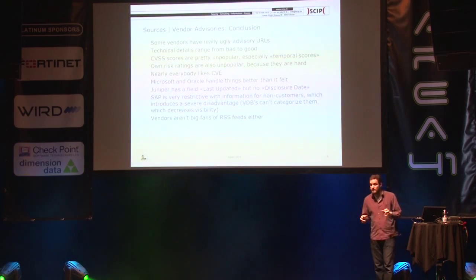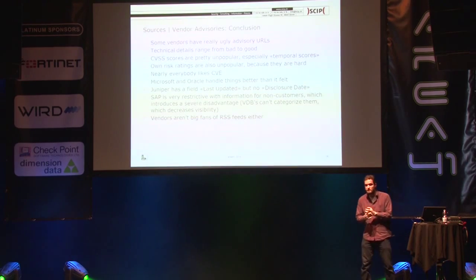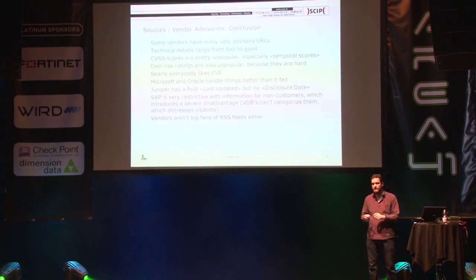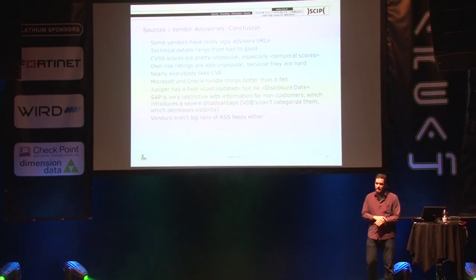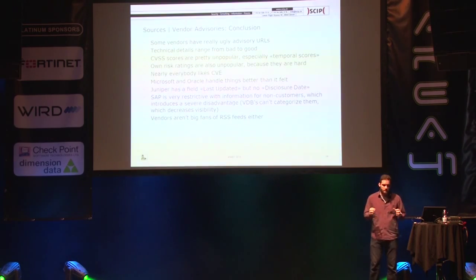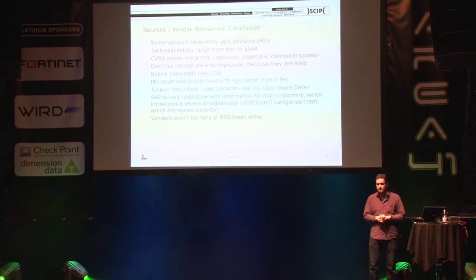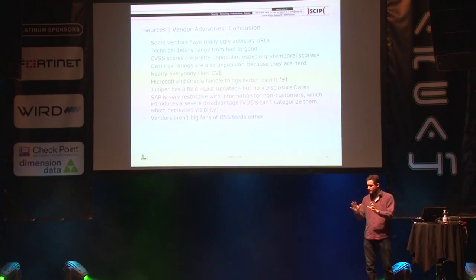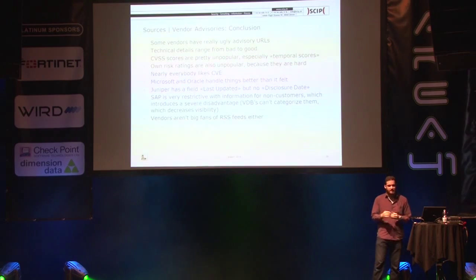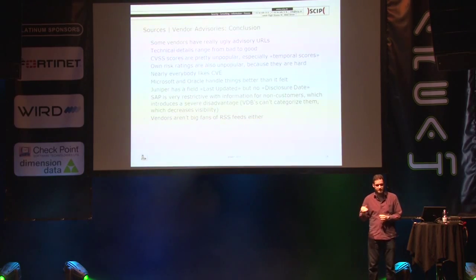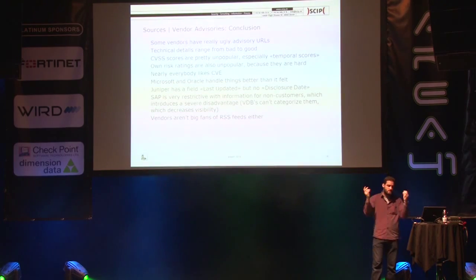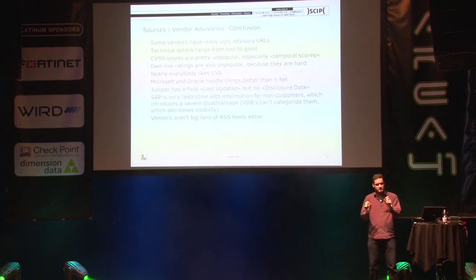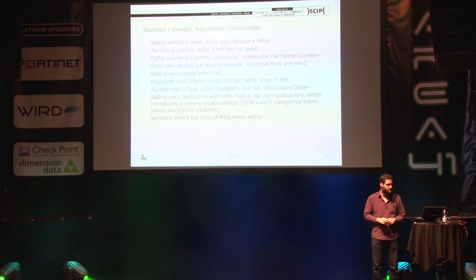CVSS scores and own rating systems also remain very unpopular among vendor advisories. And I think the reason is that it's very hard to rate yourself. I've been doing some CVSS analysis of Cisco for quite a while. And I have the feeling, I can't prove it yet, that they always try to provide a CVSS score below 7.0. Perhaps they don't want the exposure that comes with a vulnerability that got a higher score. So they try to tweak the CVSS score a bit so they still stay below this threshold.